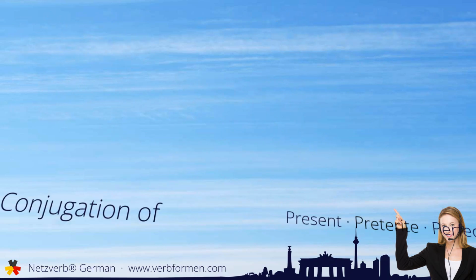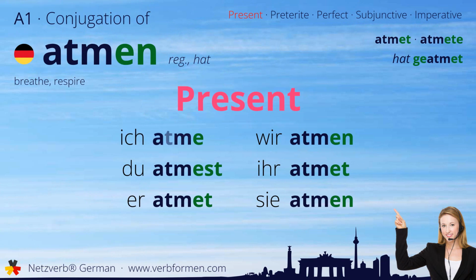First, we'll take a look at the present tense. Ich atme. Du atmest. Atmet. Wir atmen. Ihr atmet. Sie atmen.